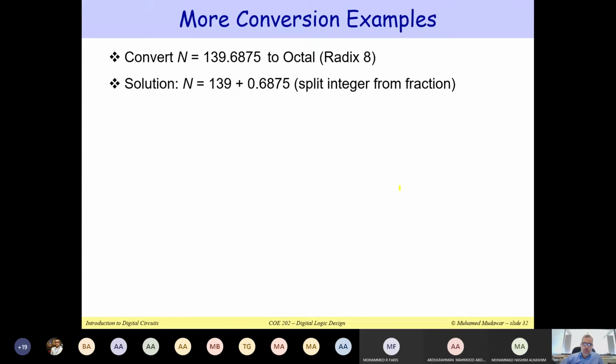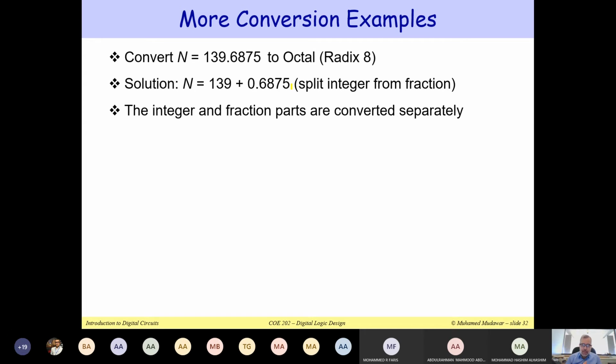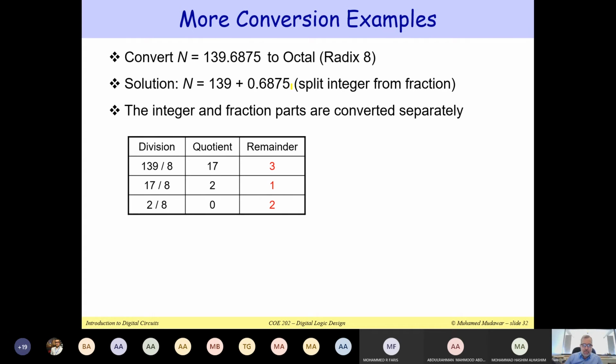So let us do this. We're going to split n into 139 plus the fraction, which is 0.6875. Each one will be converted separately, and then we are going to join the integer and the fraction later. So let us take 139 and convert it. We divide by 8. In the case of the fraction, we multiply by 8. So we take 139 divided by 8, I get 17 point something. But if you multiply 8 by 17, anyone has a calculator? 8 multiplied by 17?